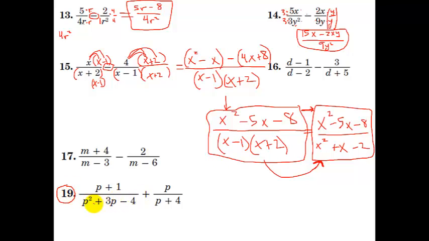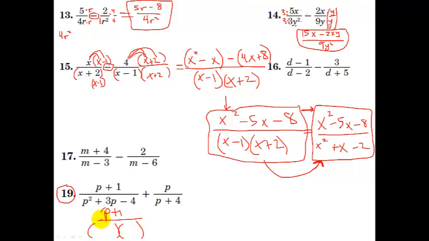First thing I notice is that this denominator is a trinomial, and I'm hoping that maybe I can factor it and cancel out this p plus 1. But if not, hopefully I can factor it and one of the factors will be the same as this right here. So let's put my p plus 1 in the numerator. In the denominator, let's factor it.